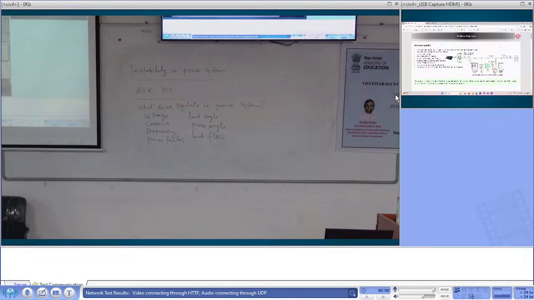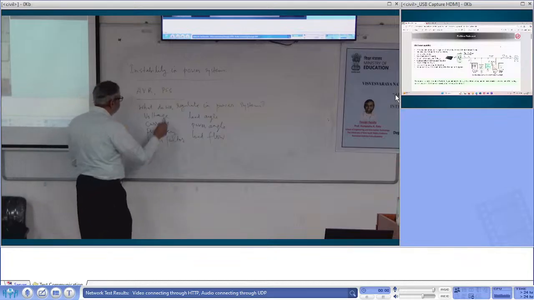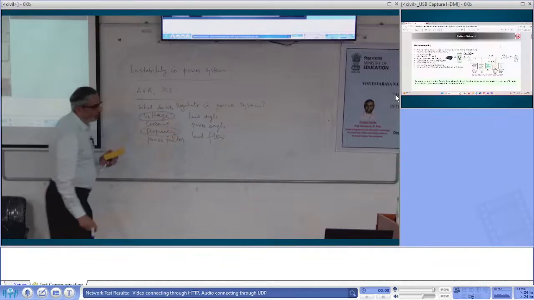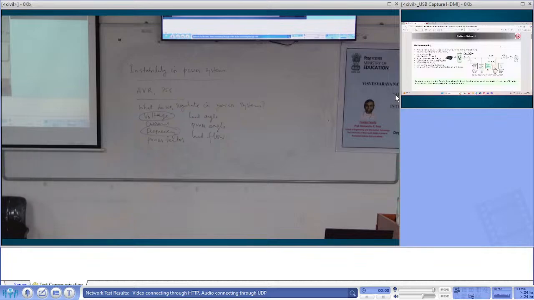Right? So within this, can you identify the minimum set of parameters? These should all be monitored, I have no doubt there. But can we reduce it? Voltage and frequency. Very good. So what you are saying is that if I monitor voltage and frequency, I don't have to monitor those other things. Why would it be so?